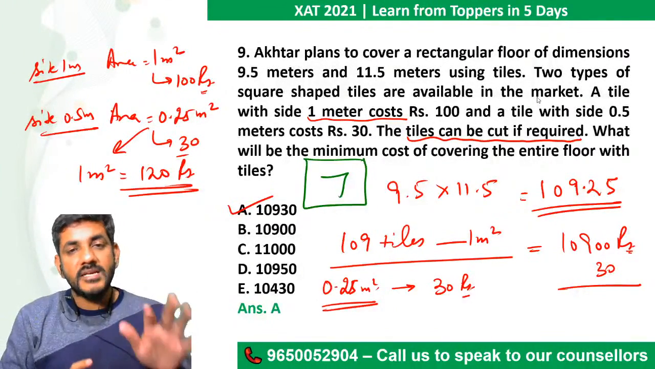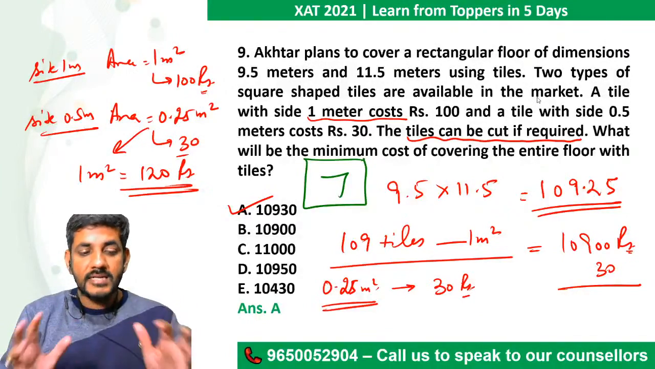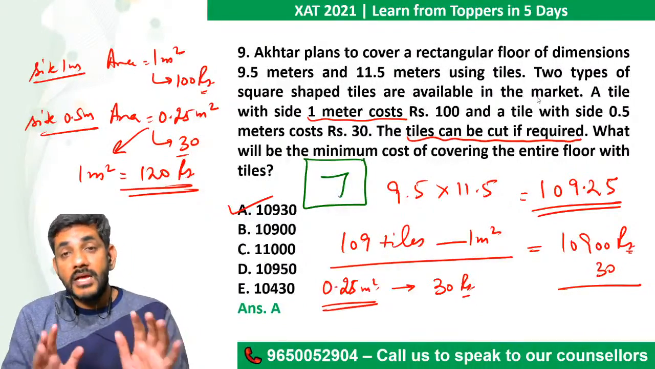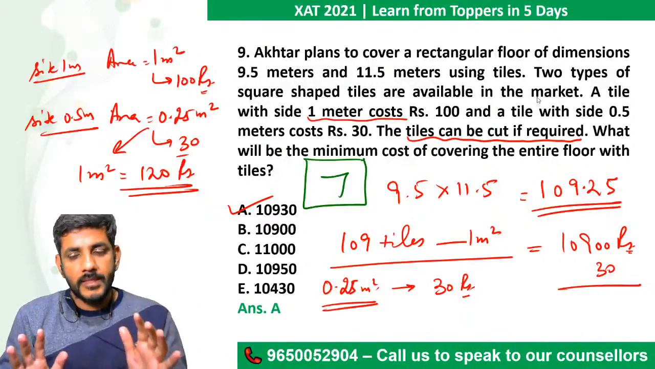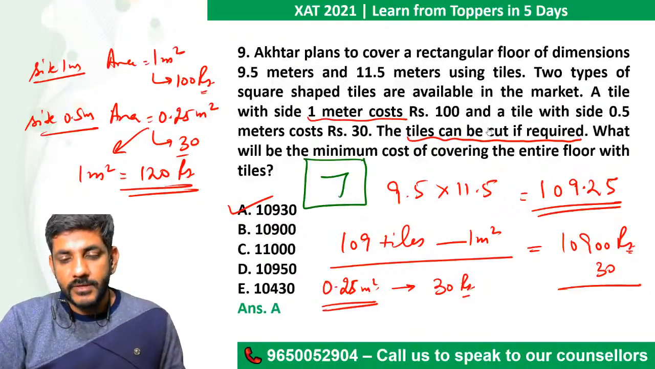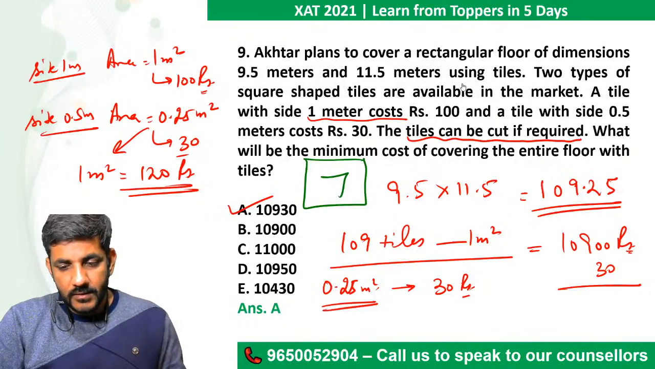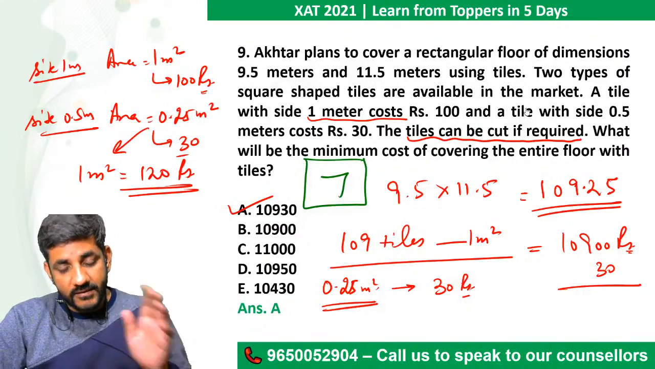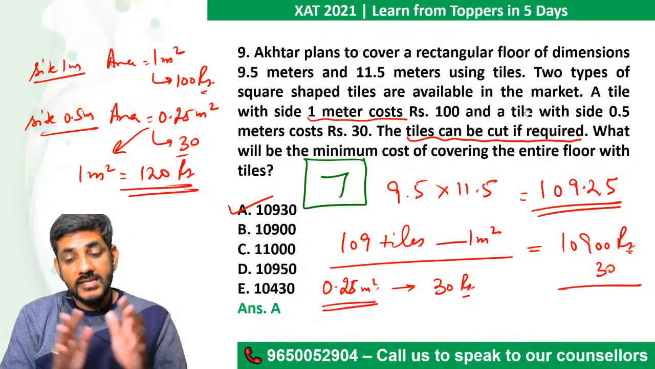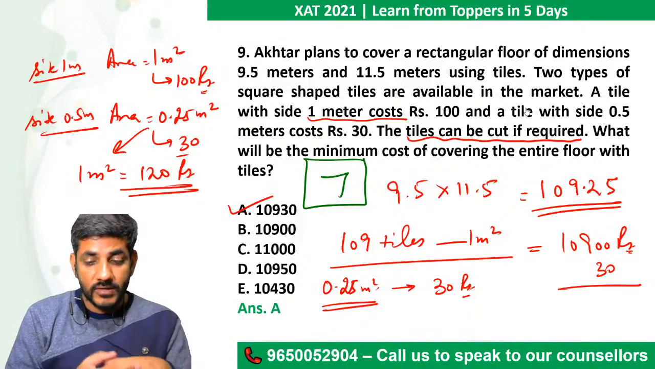Always keep in mind, when we are putting tiles like this, we have to figure out which one is cheapest per area. So whichever is cheapest per area, I will be using that only. Because this was something new, that this time in the question he had given that the tiles can be cut. Otherwise normally it is not given.